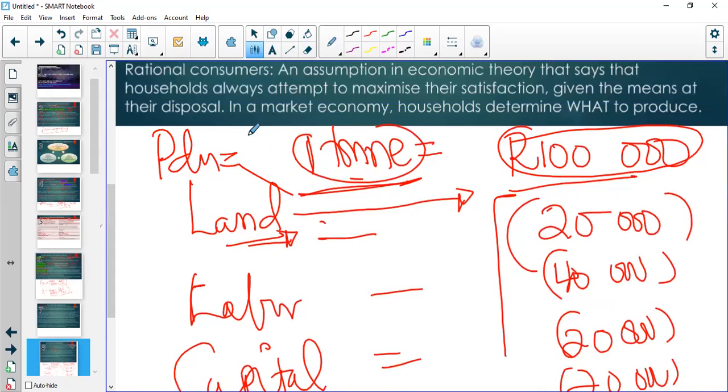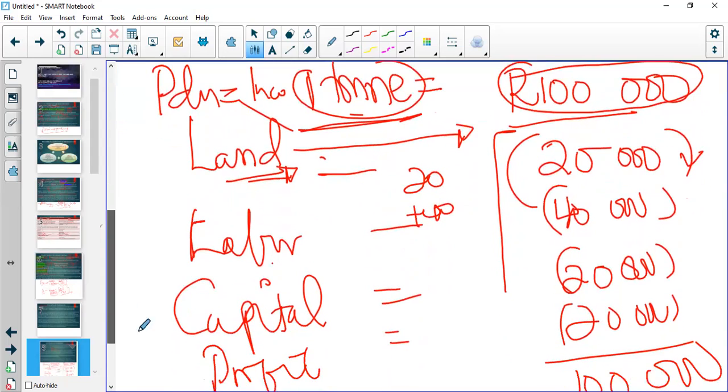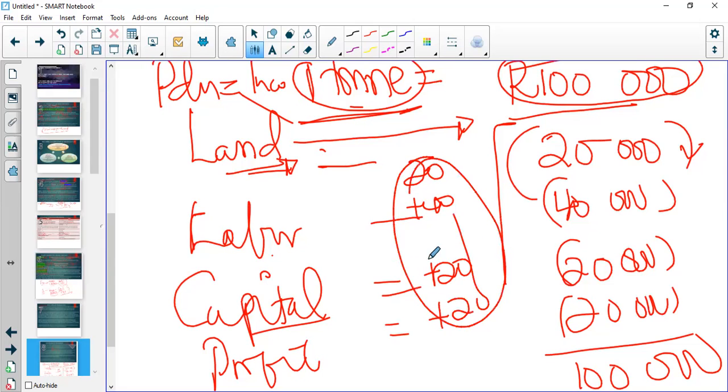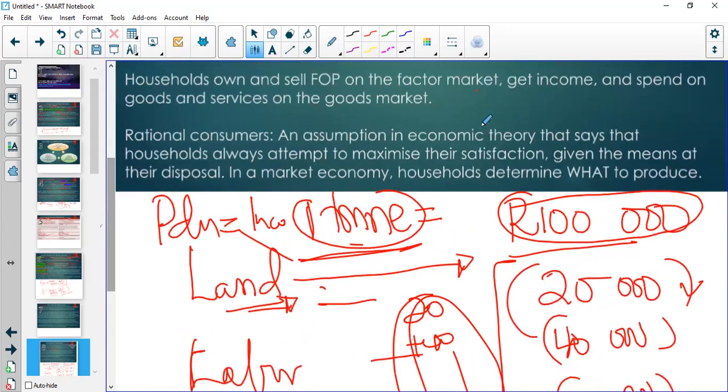So if you see the income that people get, the rent 20,000, the owner of the land is going to get 20,000, then employees are going to get 40,000, then those factories are going to get 20,000 for their machinery, then the farmer for his profit is going to get 20. So the total income in the economy is 100 as well. So that's why we say production should always equal income.